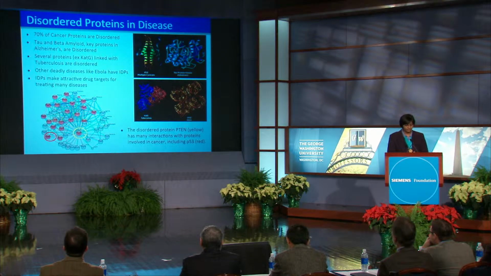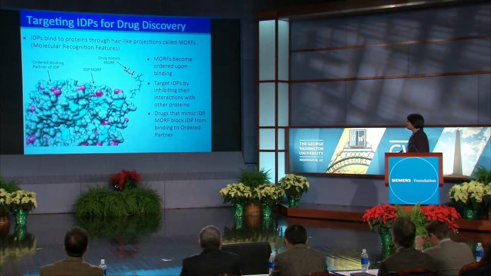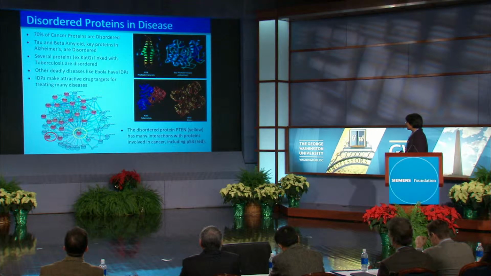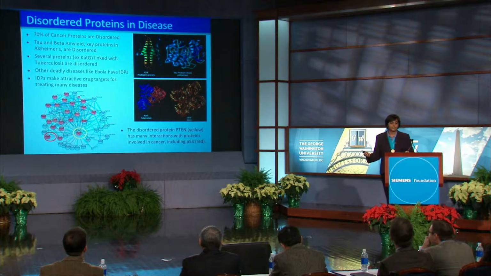and this makes IDPs extremely attractive drug targets for drug development. Because they change shape constantly, IDPs are able to bind to many different proteins within the cell, as you can see in this graph of the protein-protein interaction network of PTEN. PTEN interacts with several different proteins involved in cancer, and its mutation affects all the different proteins in its network and leads the cell towards disease.